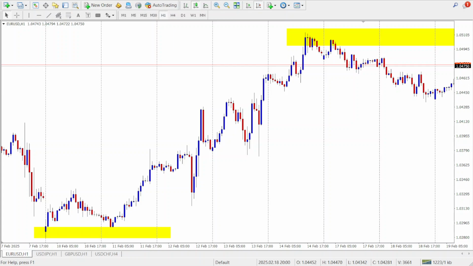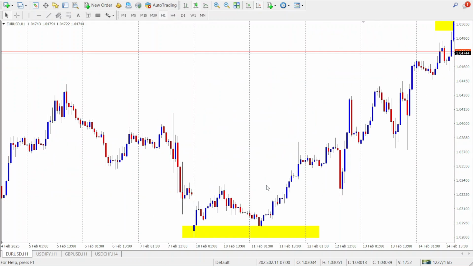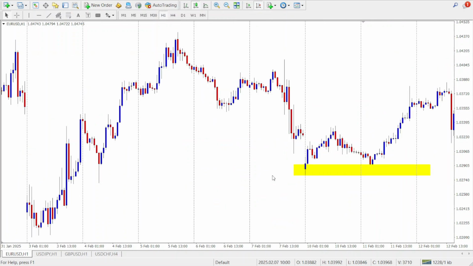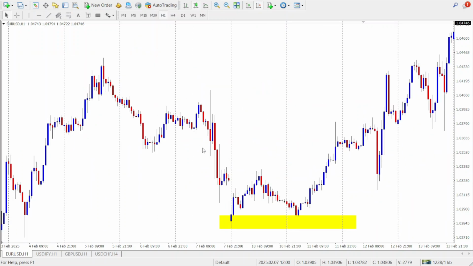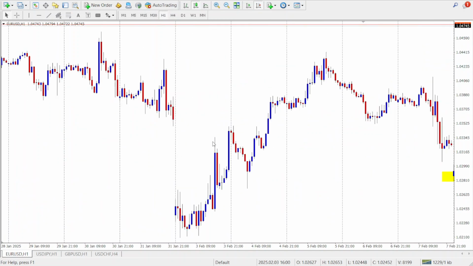So how do you identify strong supply and demand zones? Now that you understand what supply and demand zones are, let us talk about how to find the strongest ones. So here's what to look out for. First of all, identify explosive moves. Look for strong price movements away from a zone. The more aggressive the move, the stronger the zone.